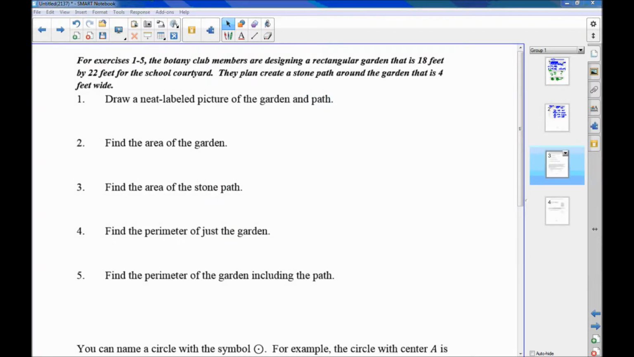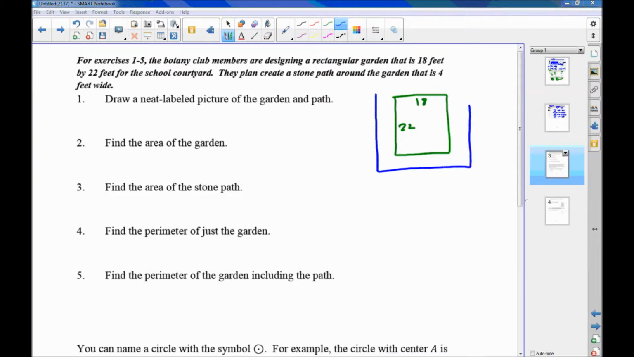For exercises 1 through 5, the Botany Club members are designing a rectangular garden that is 18 feet by 22 feet for the school courtyard. They plan to create a stone path around the garden that is 4 feet wide. So draw a neat labeled picture of the garden and the path. So this is the garden part. And our garden is going to be 18 by 22. And then they're going to build a path around the garden. And the width of the path is going to be 4.